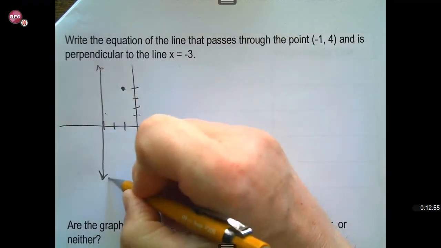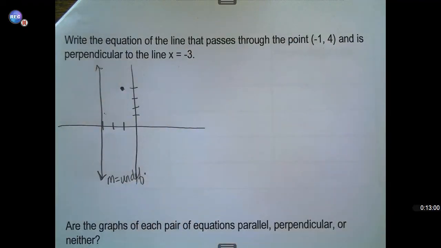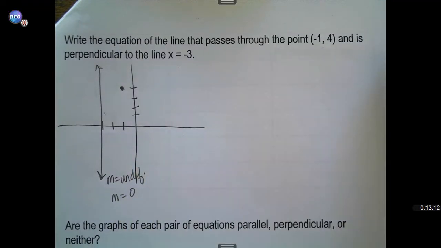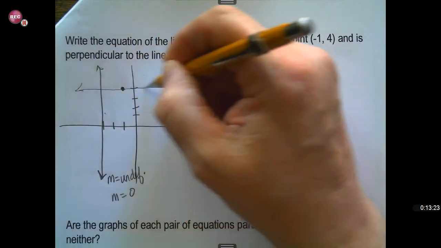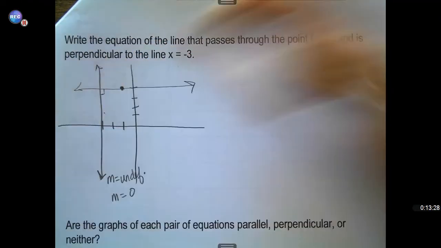Well, the slope of this vertical line is undefined. And we say that perpendicular lines, the slopes are opposite reciprocals. So if I have a line whose slope is undefined, the opposite reciprocal of undefined is 0. And a line that has a slope of 0 is a horizontal line. And so the line that they're talking about is the horizontal line that goes through this point. That's the line that would be perpendicular to the vertical line.